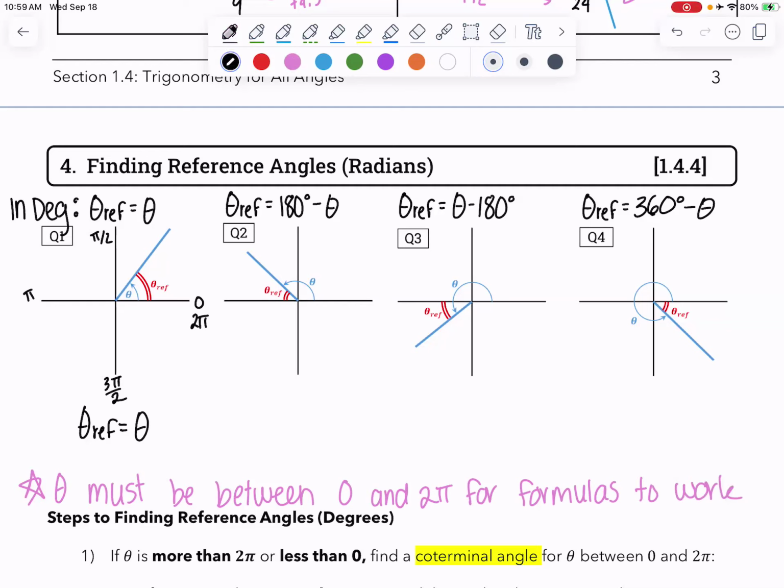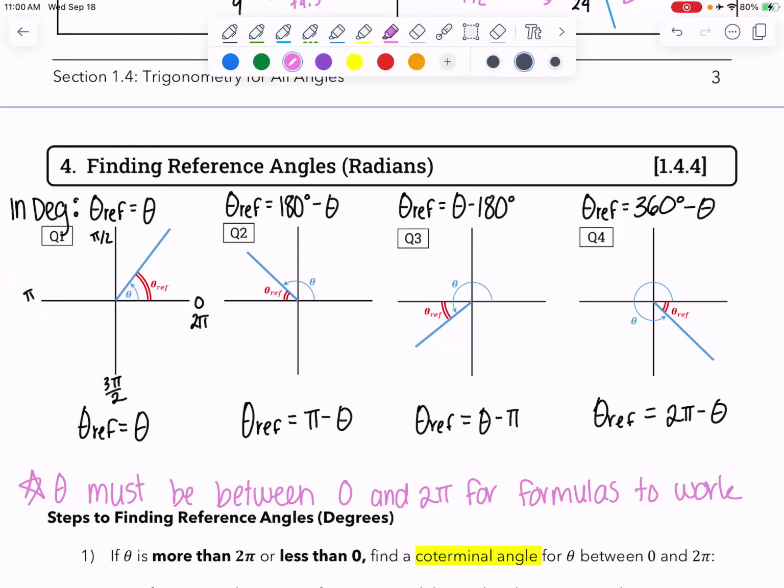All right, quadrant 2, in degrees, we said it was 180 degrees minus theta, but instead of 180, it should be pi. So it's pi minus theta. In quadrant 3, instead of it being theta minus 180, it's theta minus pi. And then in quadrant 4, instead of 360 minus theta, it is 2 pi minus theta. So these formulas are really not different. They're just in radians. That's the difference.